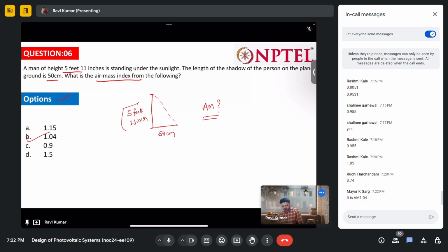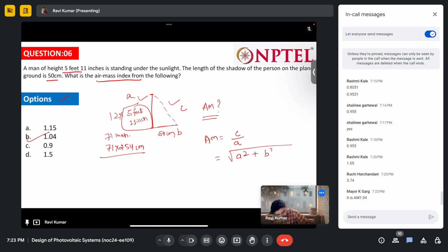Ruchi, do you understand this? 5 feet 11 inches. How many inches? 12 into 5 is 60, so 71 inches. In centimeters, 71 into 2.54. You just need to find out the ratio of this to this. So let's say A, B, C. Our AM will be C divided by A, and we can get it like this: under root A square plus B square, divided by A. If you solve it, you will get 1.04. Answer is B.